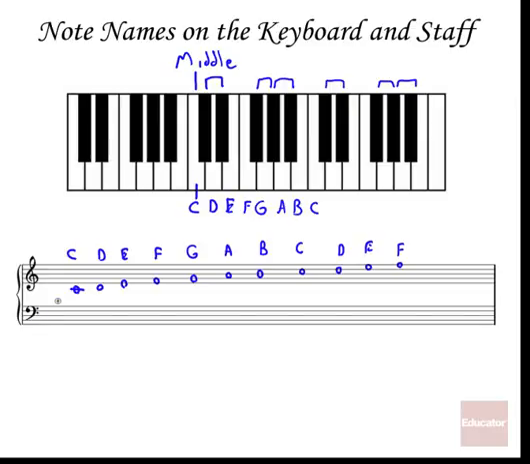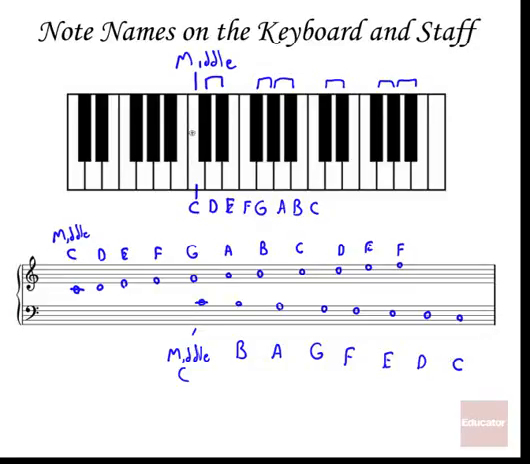And on the bass clef, we can find this middle C on the piano here. So this was middle C on the treble clef, and this is middle C on the bass clef. And now we can move down, which means we should go backwards through the alphabet. So C, B, A, G, F, E, D, and back to C.